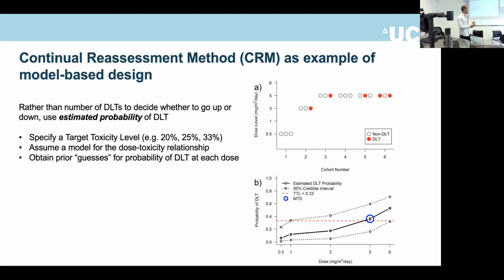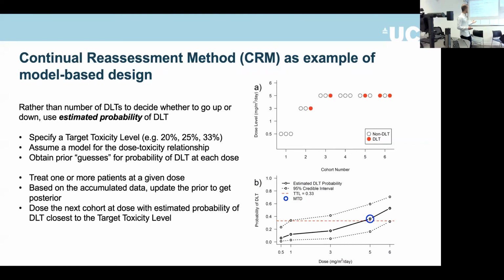So we assume a model. I'm now going to explain how the CRM works. We specify the target, so we specify where the red line is. We assume a model for the dose-toxicity relationship. I'll explain that in the next slides. This model is often very simple, a power model or a one-parameter logistic transformation. We obtain prior guesses for the probability of DLT at each dose. Say, first dose level has a probability of 0.1, second dose 0.2, etc.